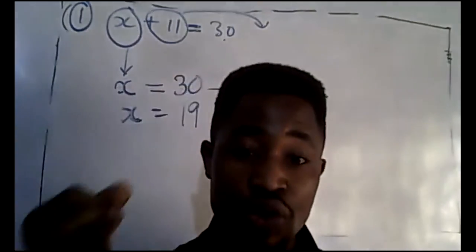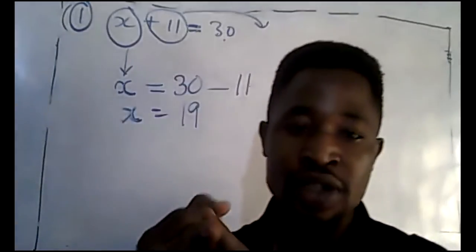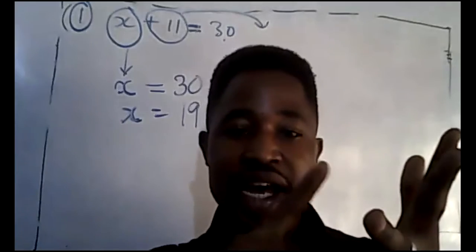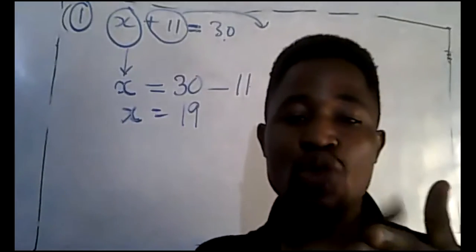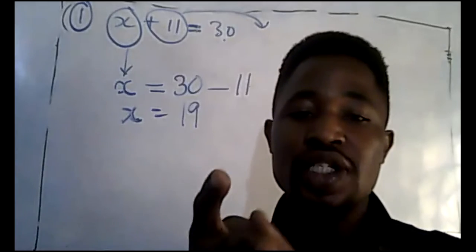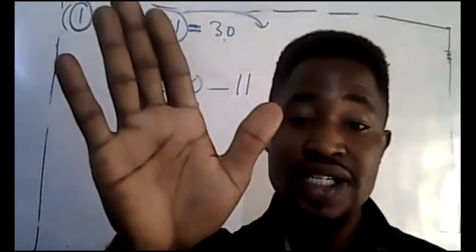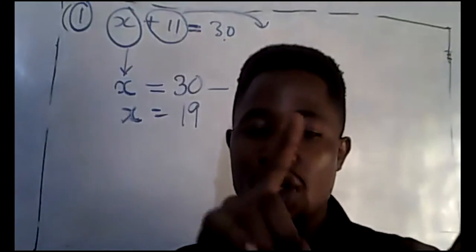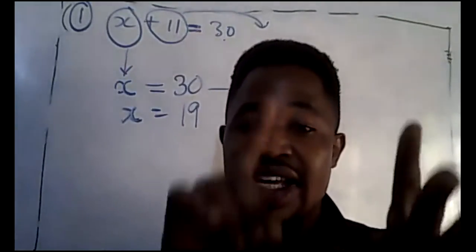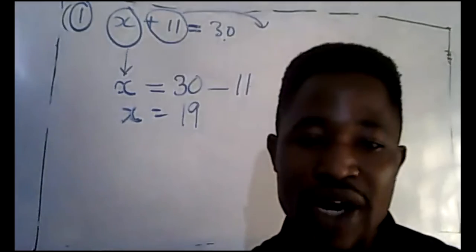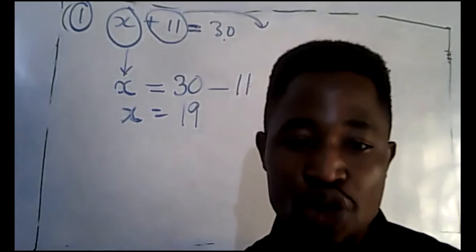11 in my head, so let's go 12, 13, 14, 15, 16, 17, 18, 19, 20, 21, 22, 23, 24, 25, 26. That is 15 already. 27, 28, 29, 30. That makes 19. Is that not what we got over there? Yes.